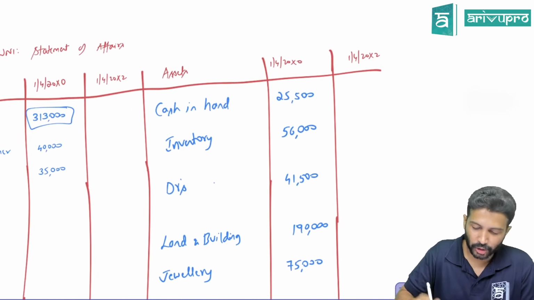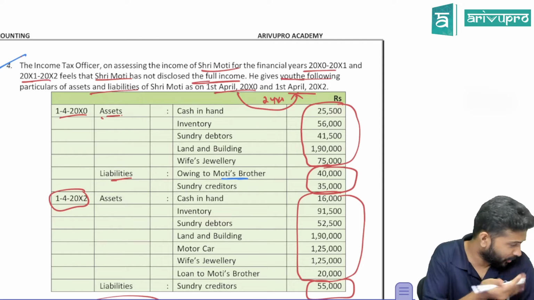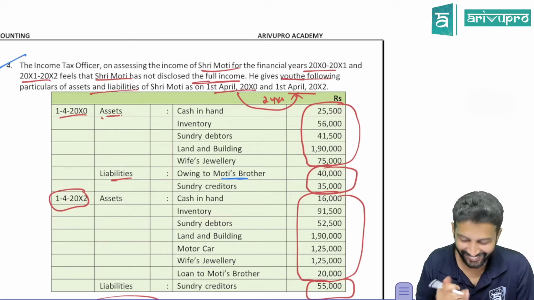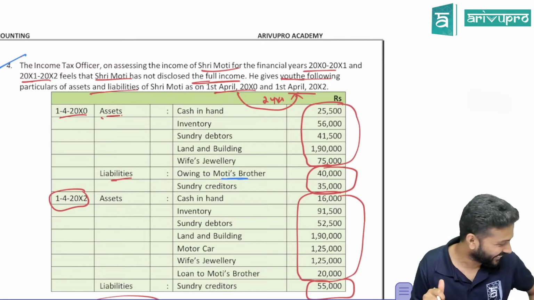Alright. Next topic. This we have done. His wife's jewelry only, or maybe some other's wife. Whose wife? Why should I bother? I am concerned about the question.